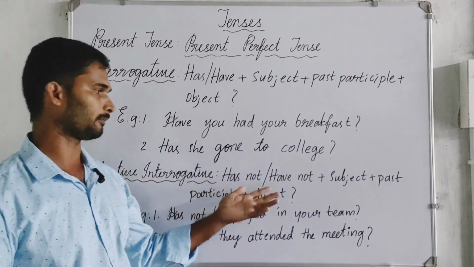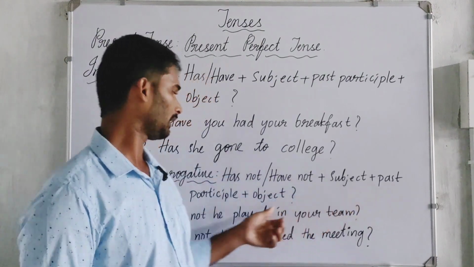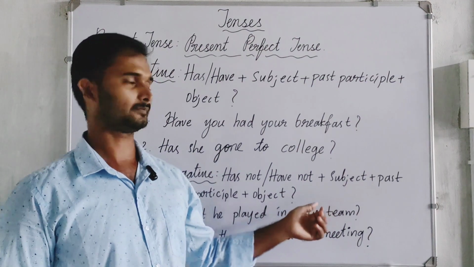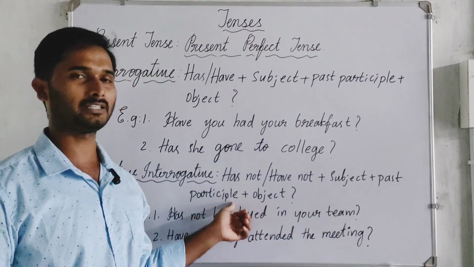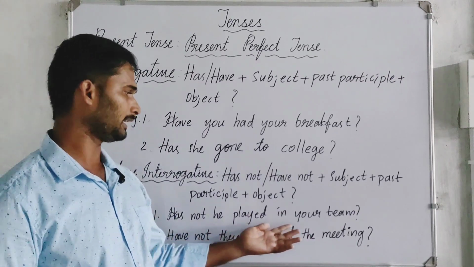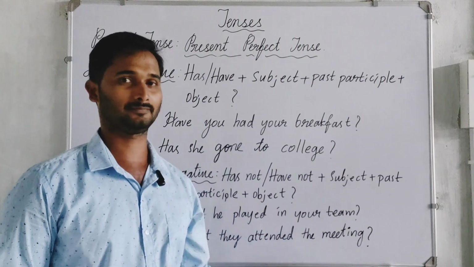Negative interrogative form and the syntax: has not or have not plus subject plus past participle plus object plus an interrogative mark. Here past participle means V3 form, verb form 3. Some examples. Have not he played in your team? Have not they attended the meeting?